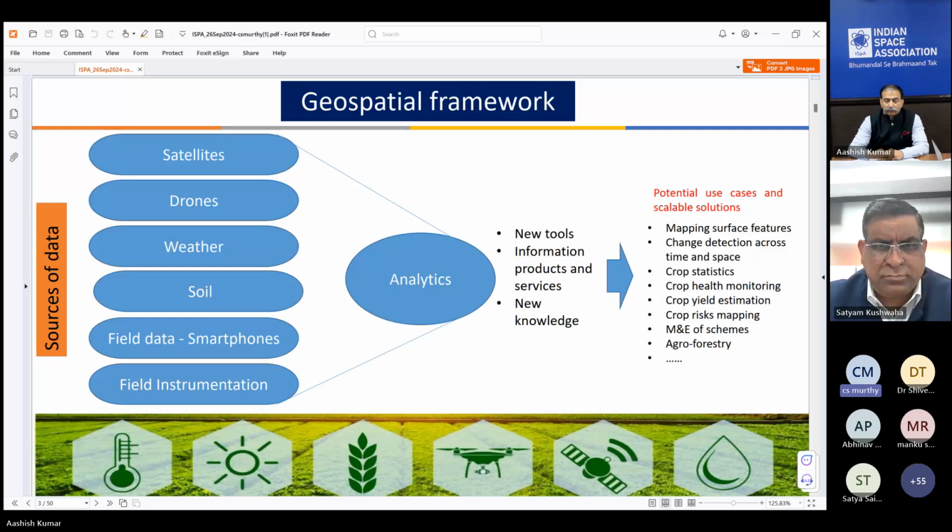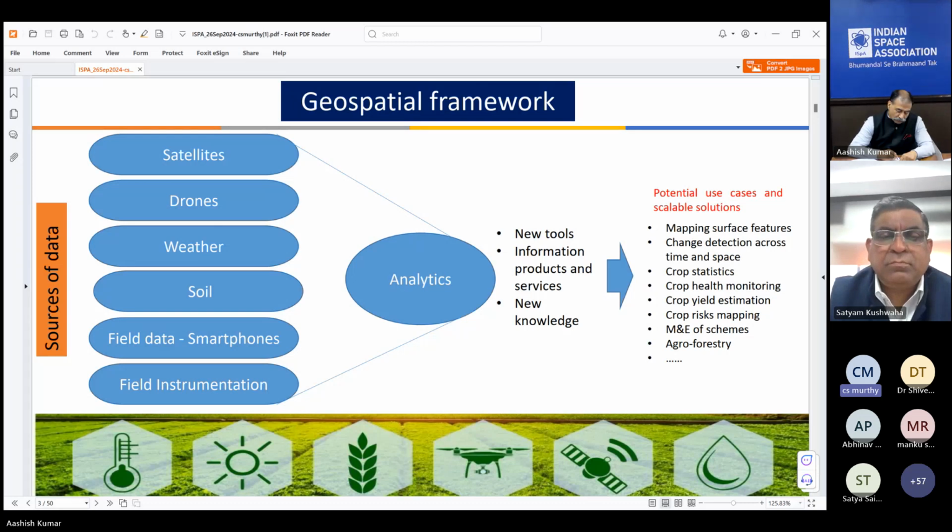Now, analytics is another important element in the whole process of geospatial solutions. The data of different types are normalized and brought to the same platform. Then there are data sciences analytics techniques, machine learning models, artificial intelligence, deep learning models, whatever it is. So basically, the large streams of data are analyzed. Most of the data sciences tools are available in open source. Interrelationships are developed, relationships are established and outcomes produced. What are these outcomes? We produce new tools, new information products, and it generates new knowledge.